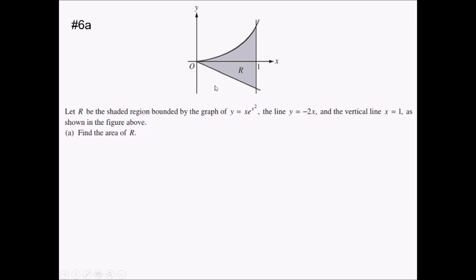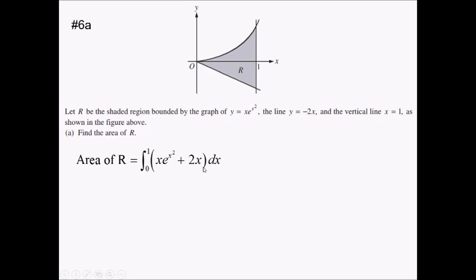So then my limits of integration, I'm going to be going from 0 to 1. And top minus bottom, that's going to be x e to the x squared minus negative 2x, so plus 2x, and then we'll have a dx in there. Now, the trouble is that this is a no calculator question, so I have to do this by hand. So this is a little bit tricky to do by hand.